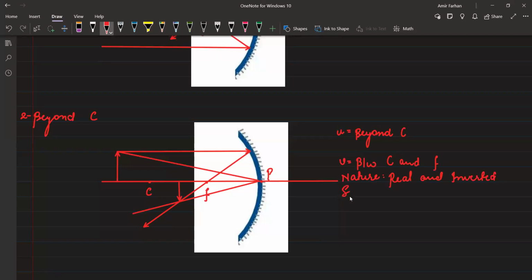Size. Diminished. Yes, that's good. The size will be diminished. Okay, Jabbar. The size will be diminished.